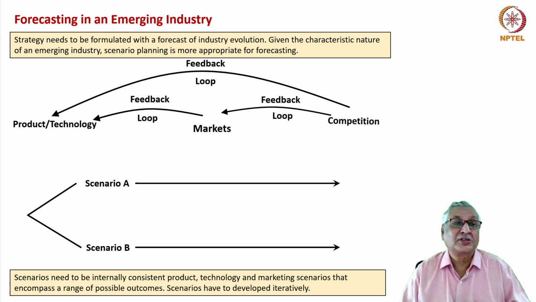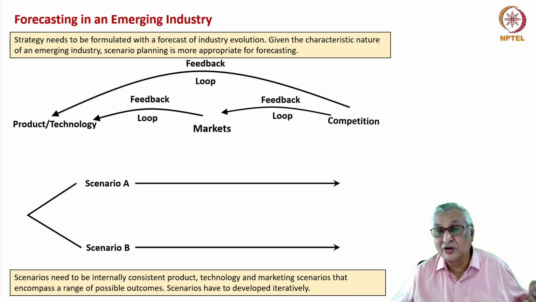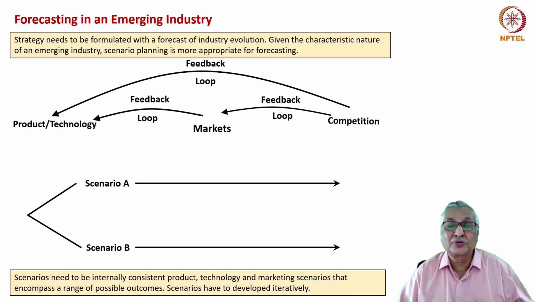Forecasting is an important science in an emerging industry. Strategy needs to be formulated with a forecast of industry evolution. Given the characteristic nature of an emerging industry, scenario planning is more appropriate for forecasting. You have product and technology at one end, you have markets at the other end, and there is competition which is always lurking. And you have to have feedback loops from the competition, from the markets, and from the product and technology in terms of its performance. And these feedback loops are going to help you develop different scenarios. And these scenarios need to be internally consistent product, technology, and marketing scenarios that encompass a range of possible outcomes. Scenarios have to be developed iteratively.